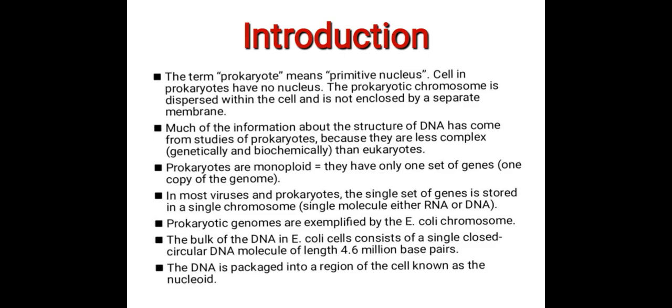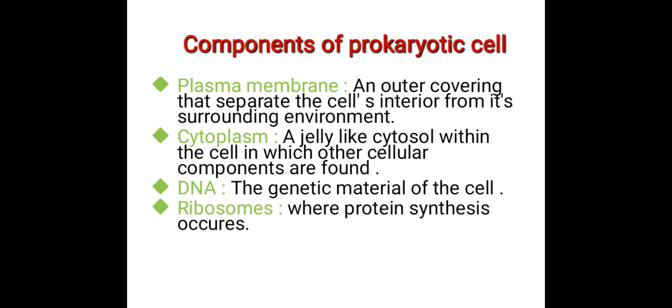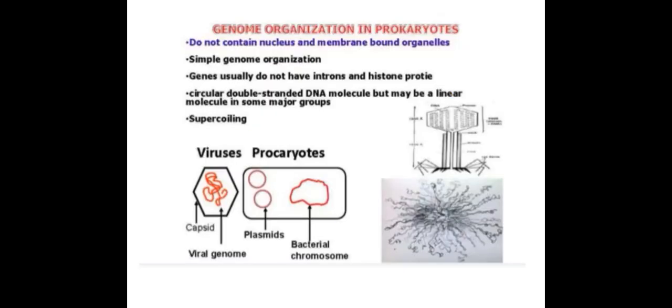Prokaryotic cell: ribosomes, mesosomes, plasma membrane, cell wall, capsule, plasmid, bacterial flagellum, pili, then cytoplasm, nucleoid. Components of the prokaryotic cell: plasma membrane, an outer covering that separates the cell's interior from its surrounding environment. Cytoplasm, a jelly-like cytosol within the cell in which other cellular components are present. DNA, the genetic material of the cell. Ribosome, where protein synthesis occurs.